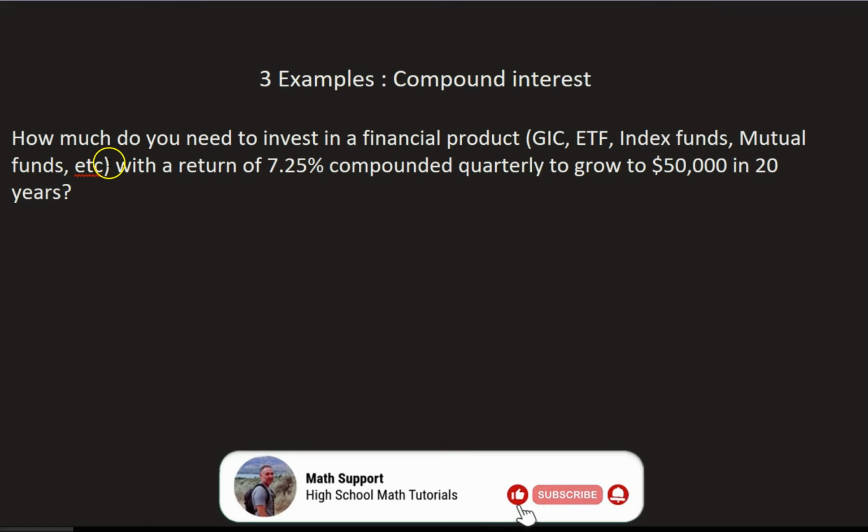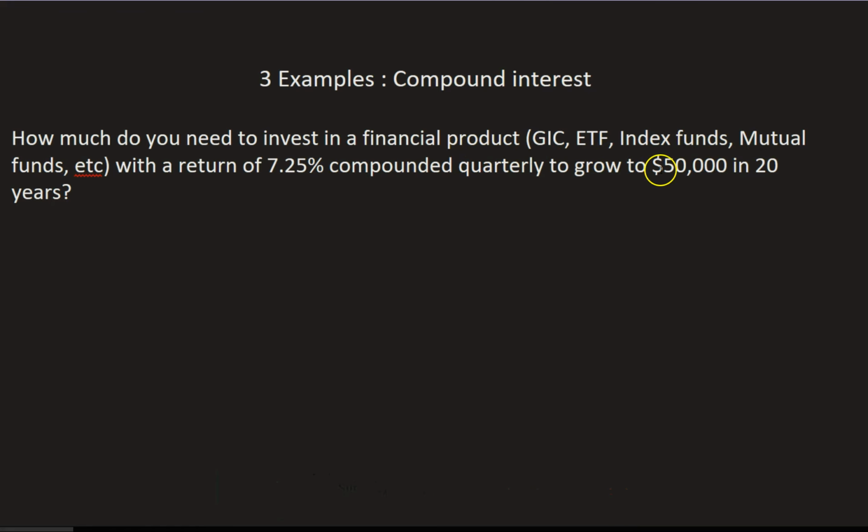Okay, the first question: how much do you need to invest in a financial product, GIC, ETF, index funds, mutual funds, or whatever, with a return of 7.25% compounded quarterly to grow to $50,000 in 20 years? So let's actually review the compound interest formula.